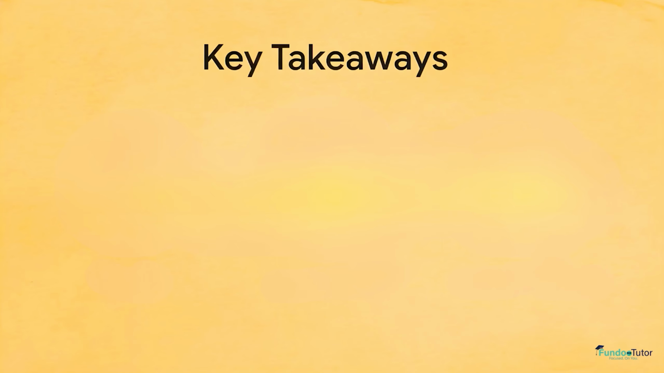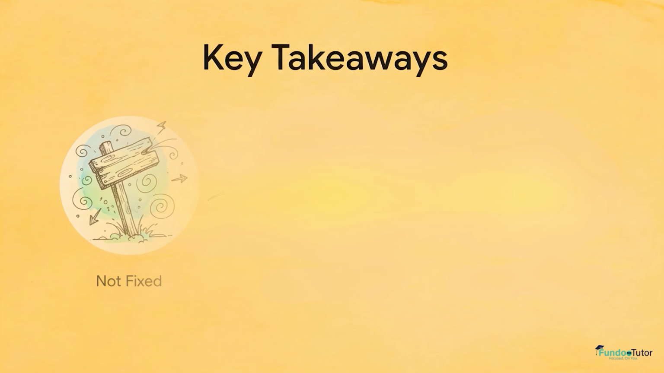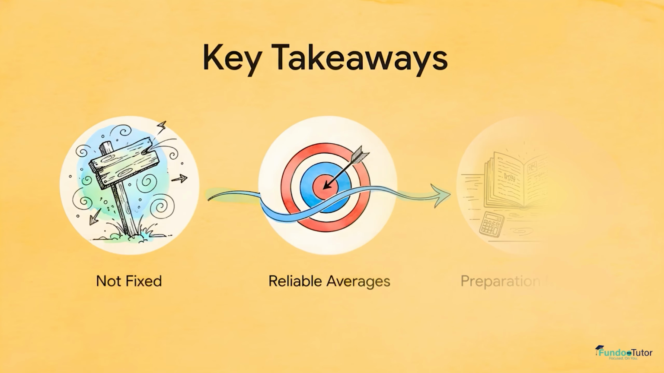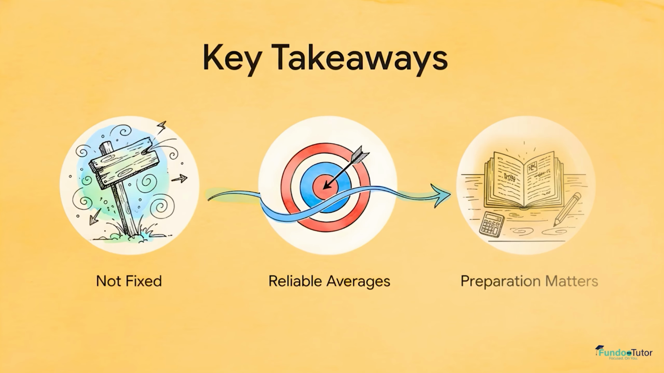So if you remember just 3 things from this, make it these. First, grade boundaries are not set in stone. Second, using the average is the most reliable way to set your goals. And third, your preparation and how hard you work matters so much more than which exam variant you get. Focus on what you can control, and you'll be set up for success.